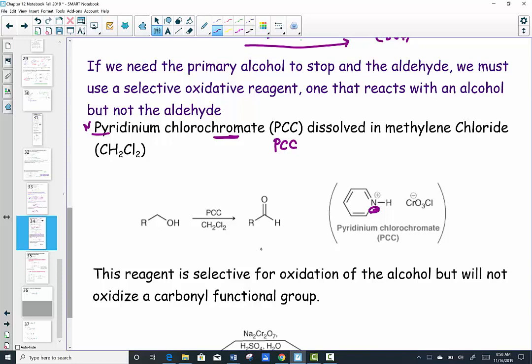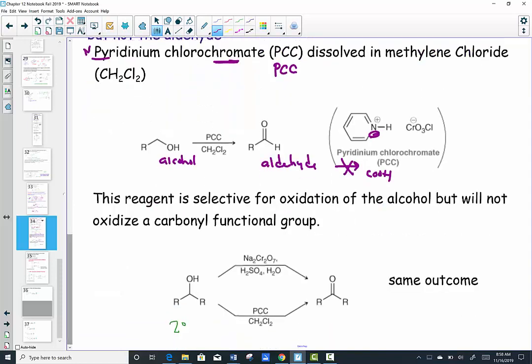So it's very selective for one oxidative step, and then it stops. So it will oxidize the alcohol and form the aldehyde, and then there is no next step. There's no next step to go to the carboxylic acid, so we just stop with the aldehyde. So this reagent is selective for oxidation of the alcohol, but will not oxidize a carbonyl functional group.